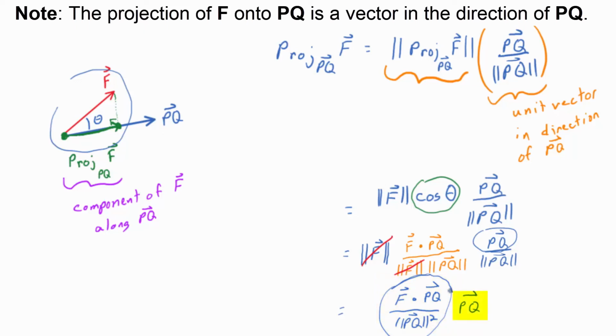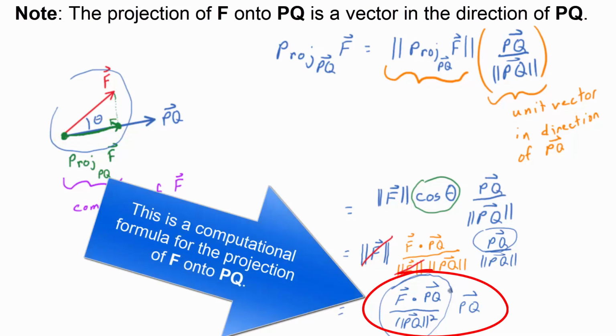Remember, when you multiply a scalar times a vector, you get another vector that's parallel to the original. We think of scalar multiples of vectors as parallel. And really, it just represents this vector in green in the picture. And it's something we can compute. We can use this formula to compute it.